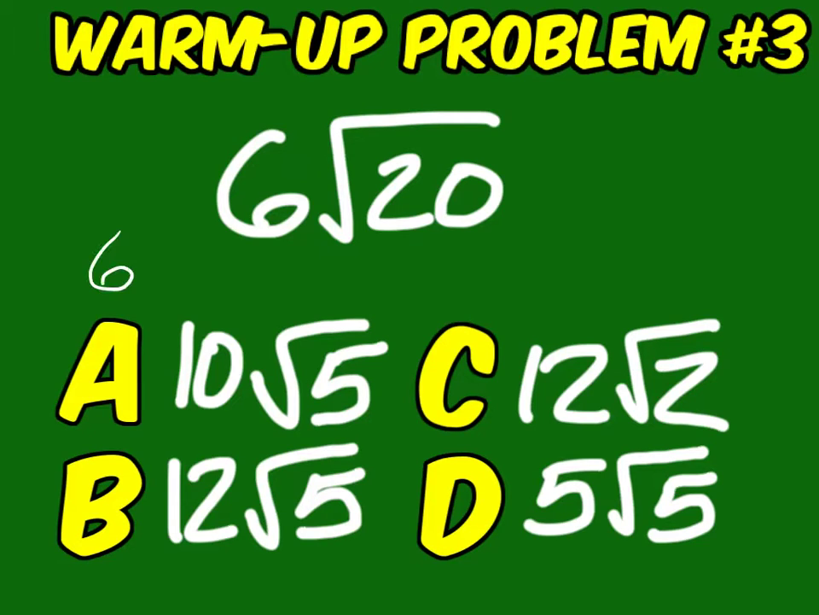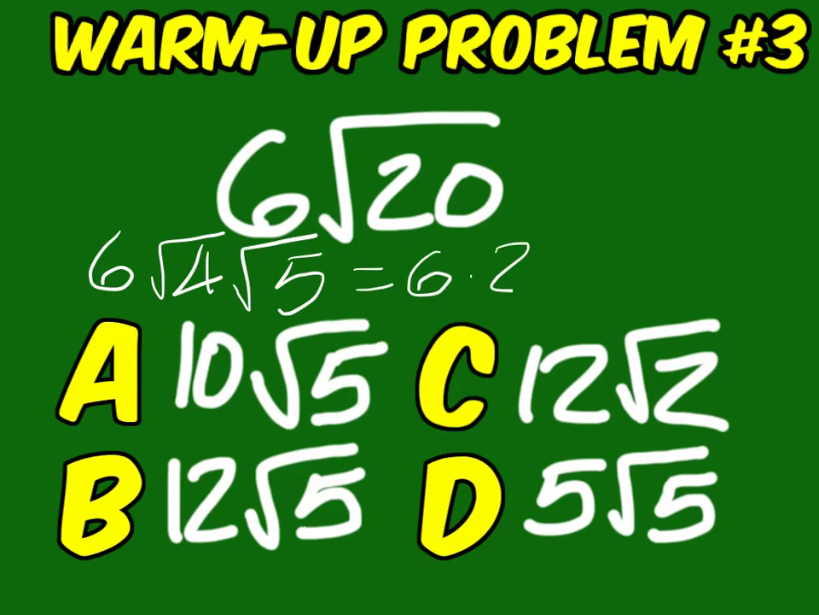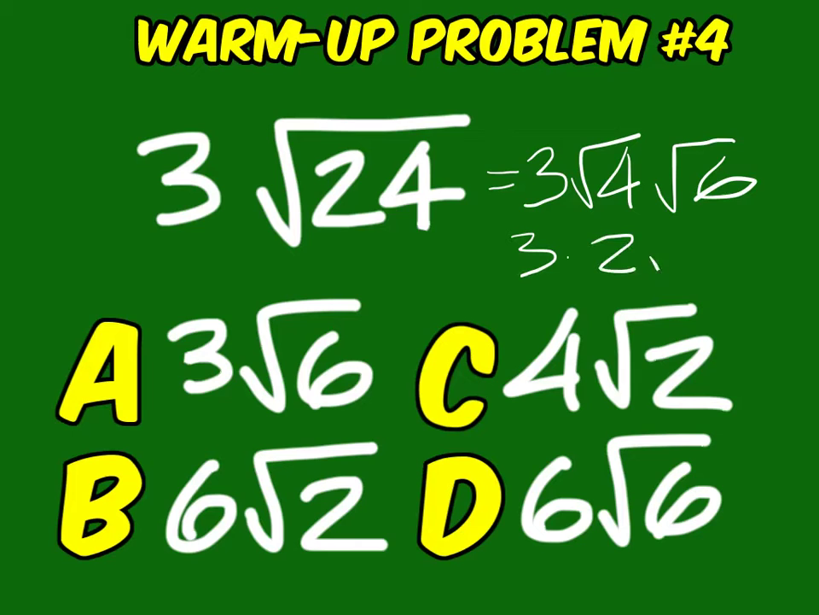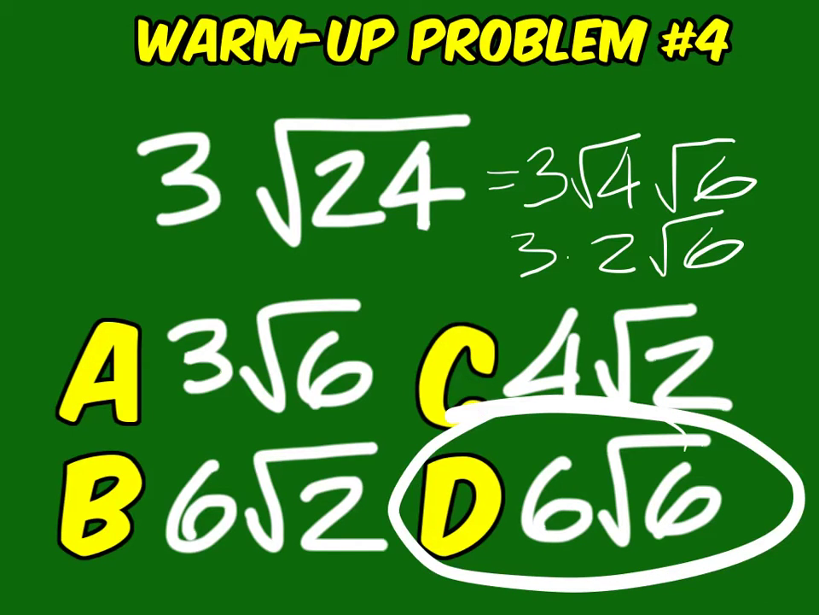On this one, it breaks up as square root of 4 square root of 5, which is 6 times 2 square root of 5, and that would be b. This one breaks up as square root of 4 square root of 6. 3 times 2 square root of 6 is d.